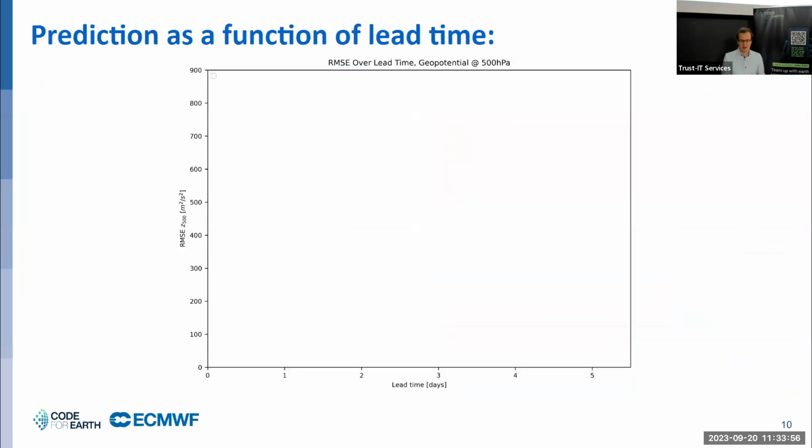So I have to start with a slightly disappointing message. We were not quite able to keep up with Google and NVIDIA. In this plot we show roughly the performance that we had. What we plot here is the root mean squared error, averaged over the entire globe, weighted by area. And we plot this as a function of the lead time, so how many days we want to predict into the future.